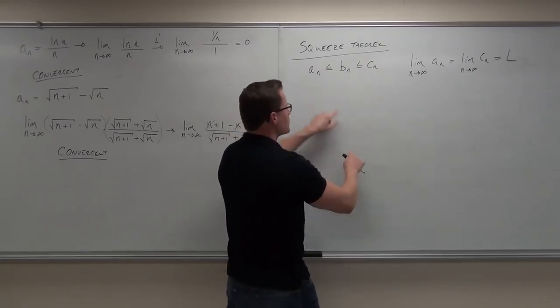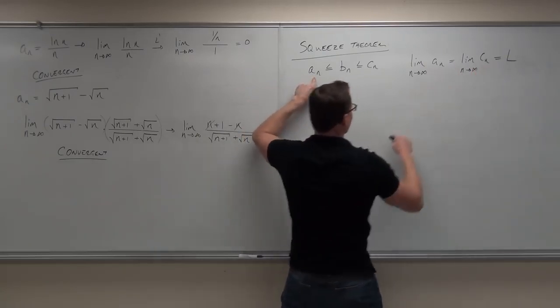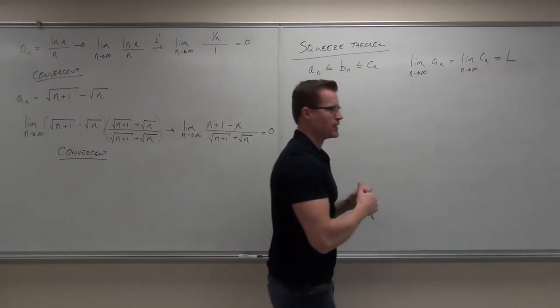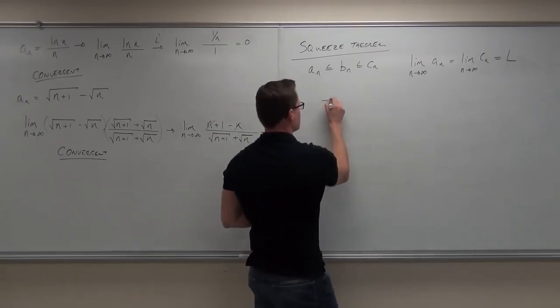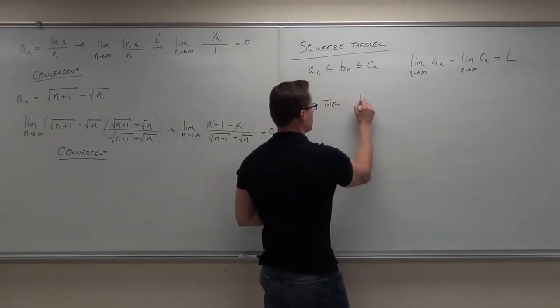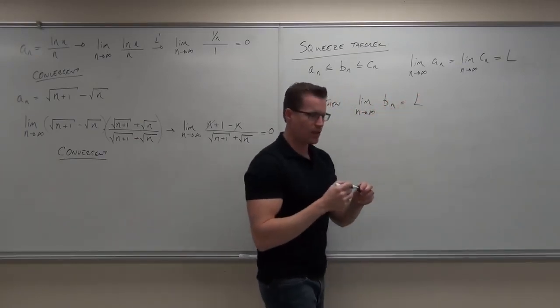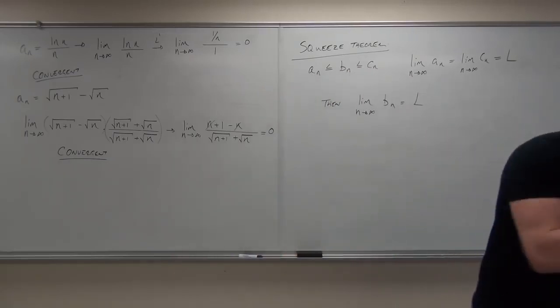Well, if that's the case, if the limit of A sub n goes to L, and the limit of C sub n goes to L as n approaches infinity, tell me something about the limit of B sub n as n approaches infinity. It goes to L. It has to go to L. It's squeezed between them.